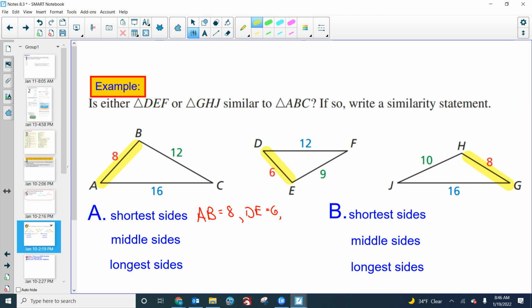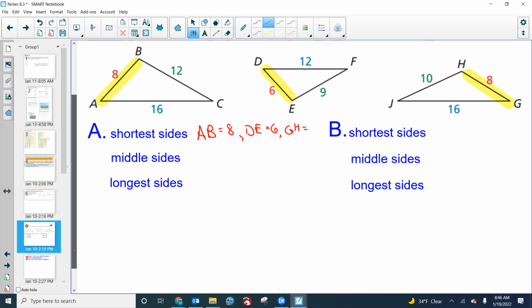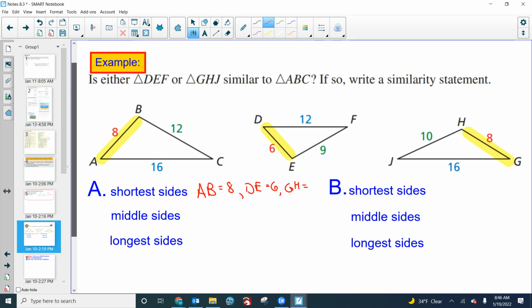So notice, if you look at how they're lined up, they're twisted or turned or reflected or whatever. So to keep it straight that way, it's GH and GH. GH is 8.